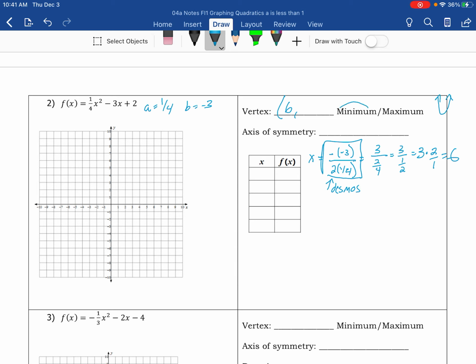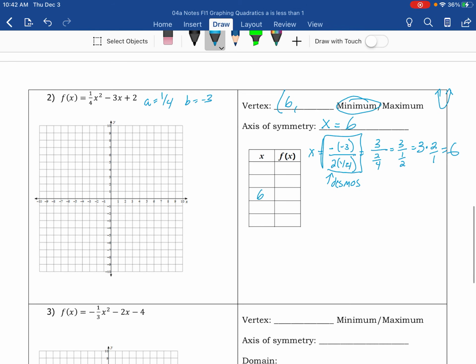Okay, so I know that the x value is 6. I know that this is positive, so my graph looks like this. So this is going to be a minimum. I also know my axis of symmetry is 6. I'm not ready to quite graph that because I also need the y value of my vertex. So to find my y value, I plug it in. You can again do this in Desmos.